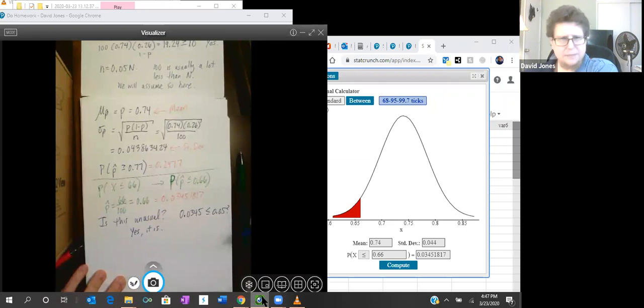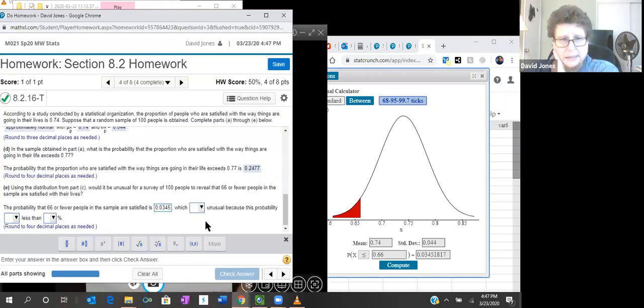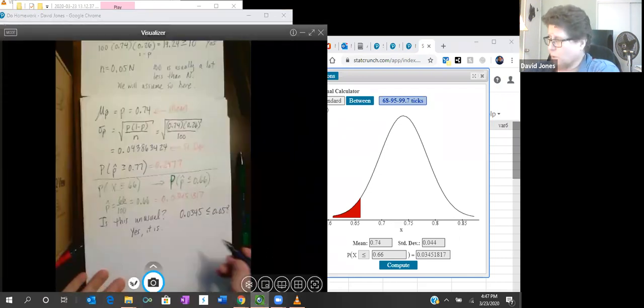Now, I noticed something before I clicked over. I'm going to click back to it real quick. It is unusual because the probability is less than, and notice then I have 0.05 as an answer, but they were sneaky and threw in a percentage symbol. 0.05 is not the percentage, it's the proportion. If we want to see what that is as a percentage, multiply it by 100.